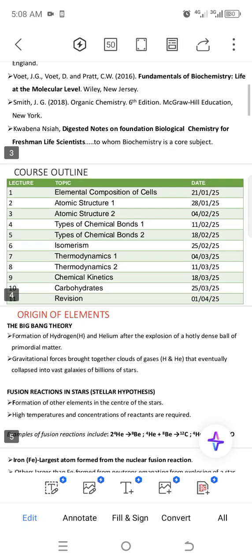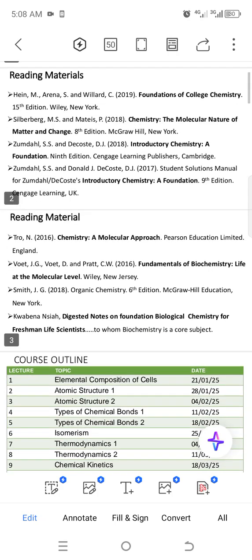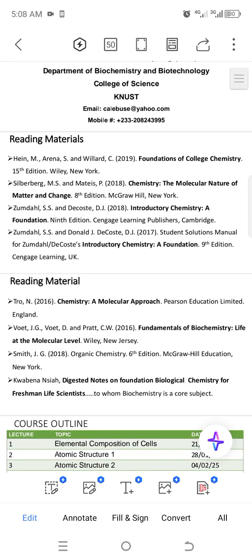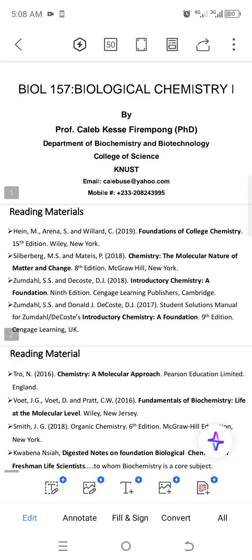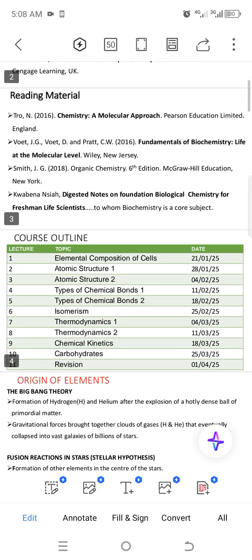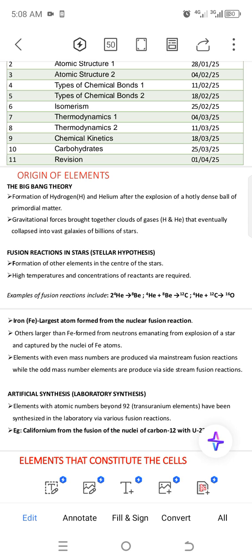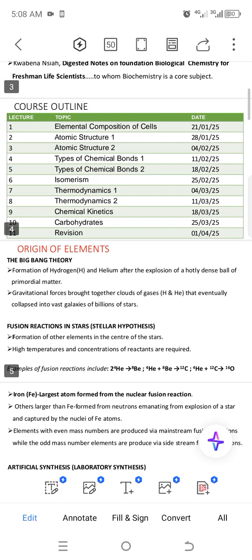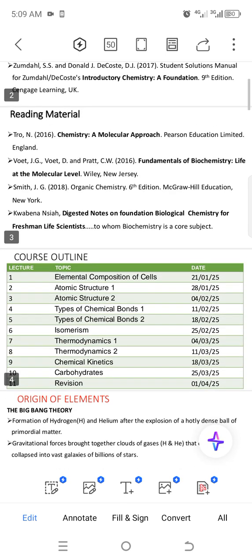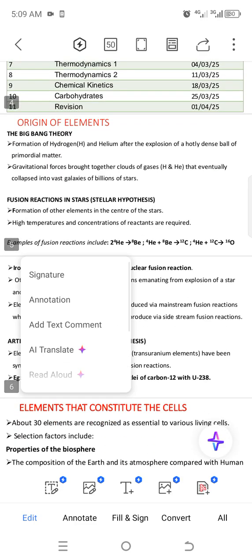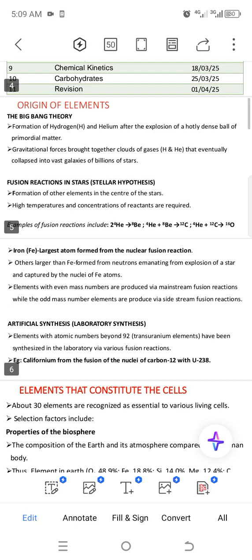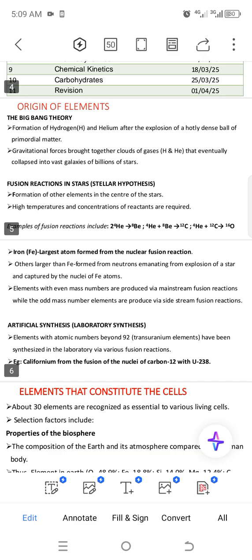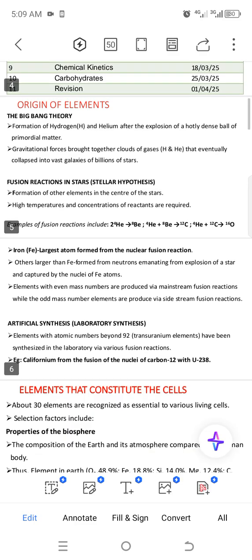So for today's lesson for biological chemistry, we will start with the origin of elements. Yeah, the origin of elements. So in a normal scenario, when you hear the word origin, it means the source. Origin, the source.